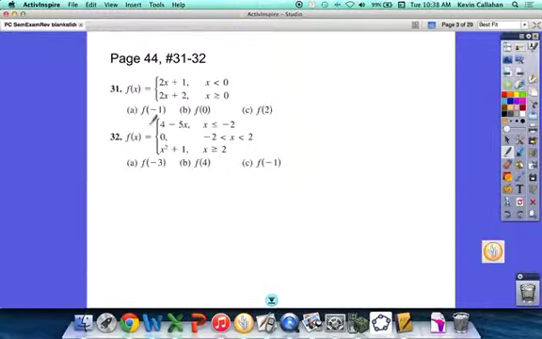Right. You look at the domain, right? This one is good for x less than 0. Since -1 is less than 0, use 2x plus 1. Right. And what about f of 0? Which one? Yeah, I mean, the greater than or equal to 0, the or equal to 0 is on the second one, so use the second one. So just remember how to evaluate a piecewise defined function.